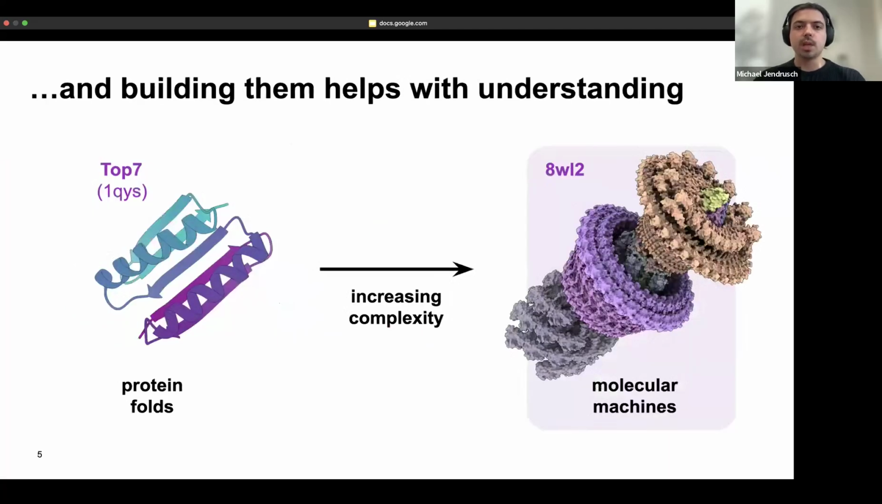Right. From a more basic science perspective, being able to design proteins of increasing complexity might tell us something about how these complex molecular machines that we see in nature actually work. By building them, we can try understanding what's required to make such complex machines work.